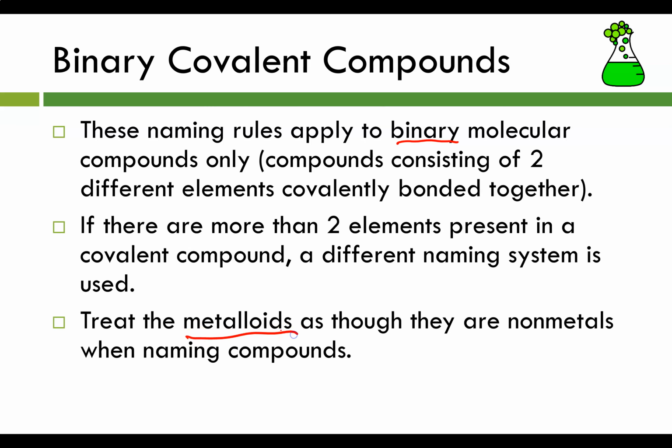We're going to treat the metalloids as though they are nonmetals. So elements like silicon, germanium, arsenic, etc., they tend to have high enough electronegativities where they're going to bond covalently with other nonmetals and bond more ionically with metals. So we're going to treat all metalloids as though they are nonmetals.